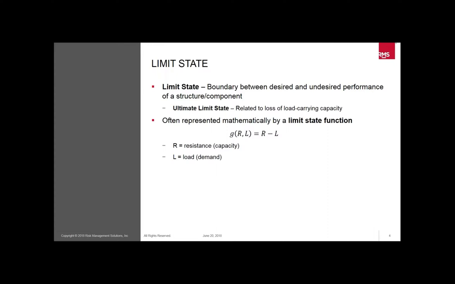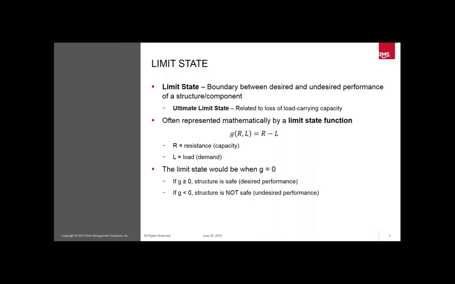So it's often represented as a limit state function. Very simply here, R minus L: resistance minus the load, or capacity minus the demand. And so the limit state would be when the resistance minus the load is equal to zero. That's when you're kind of in that equilibrium. If your resistance is higher than your load, then your limit state function is greater than zero, and that means that you're safe because your capacity to withstand that load is greater than the demand or load placed on it.